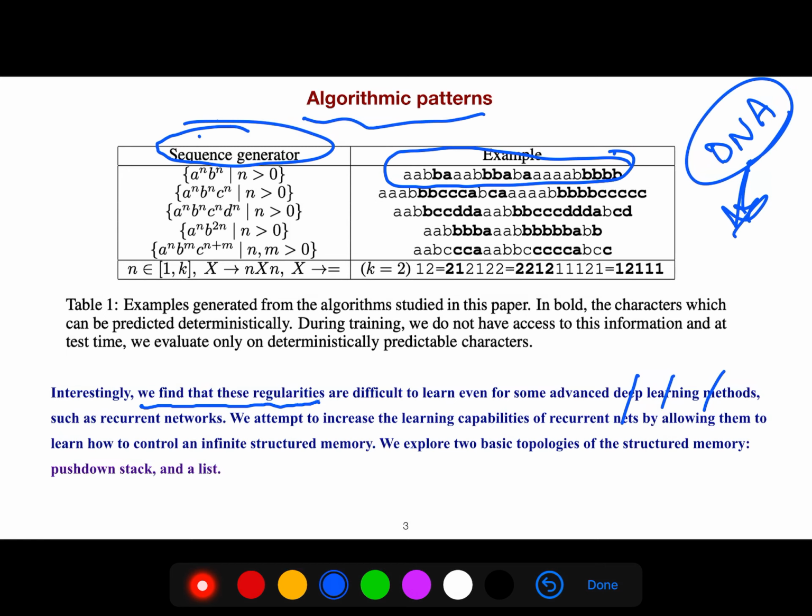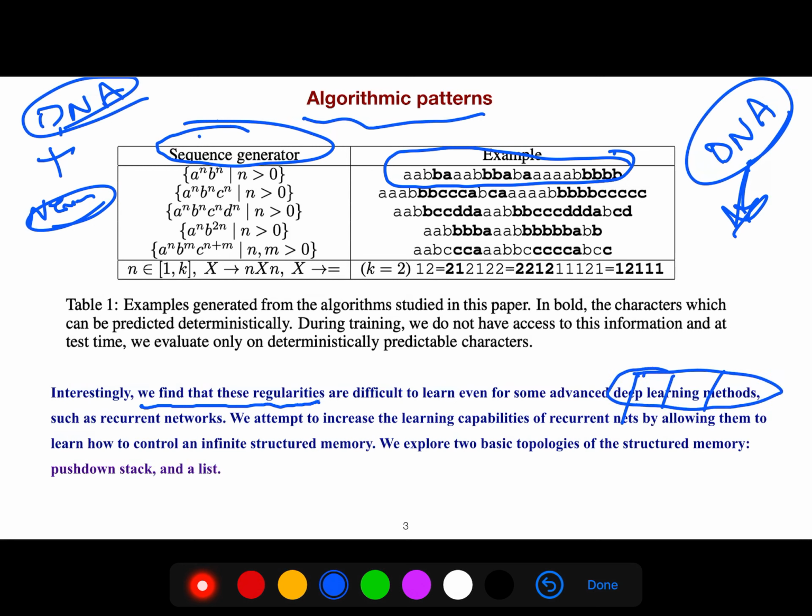And so if you draw inspiration from DNA, and also if you draw inspiration from neuroscience, computational neuroscience, you will have many good algorithms, much better than deep learning methods. And we attempt to increase the learning capabilities of recurrent nets by allowing them to learn how to control an infinite structured memory. We explore two basic topologies of this structured memory: push-down stack and a list.